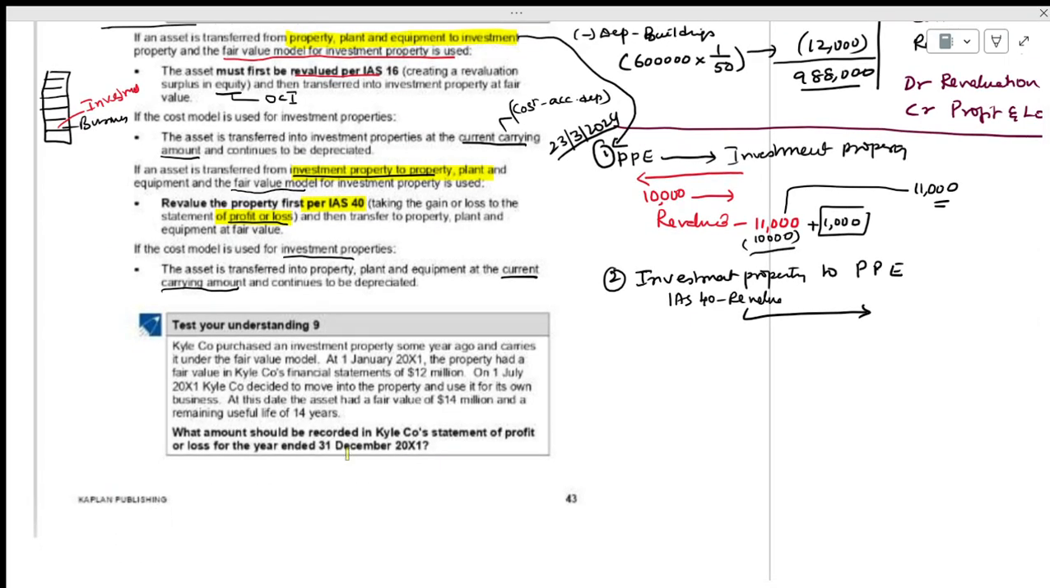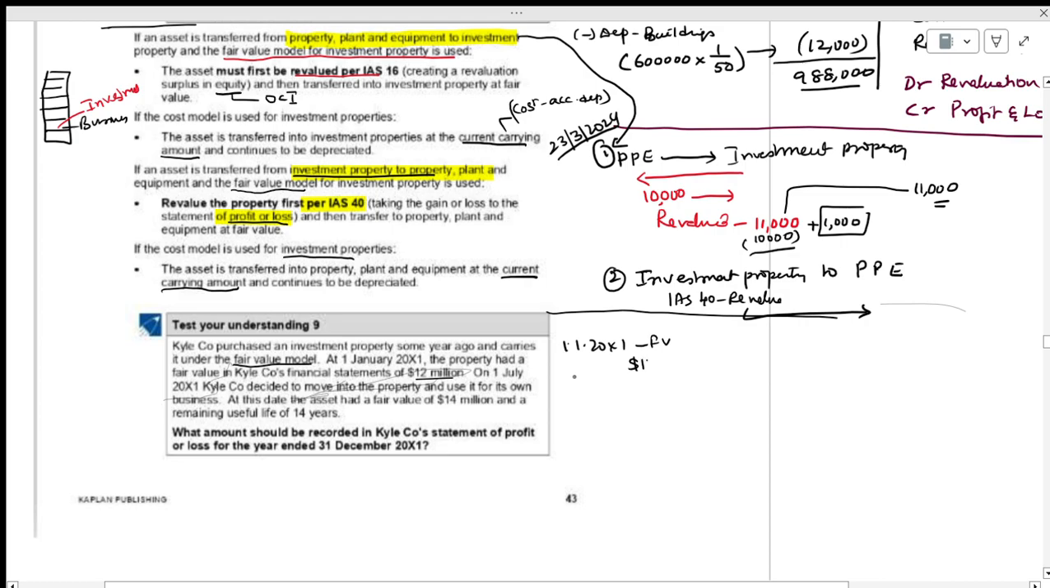Take the question. Kyle company has purchased an investment property some years ago and carries it under the fair value model. They have purchased investment property and are using the fair value. At January 1st, 2001, the property had a fair value in the financial statements of 12 million.